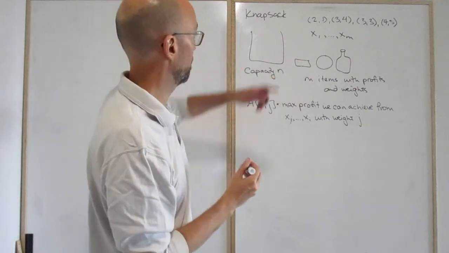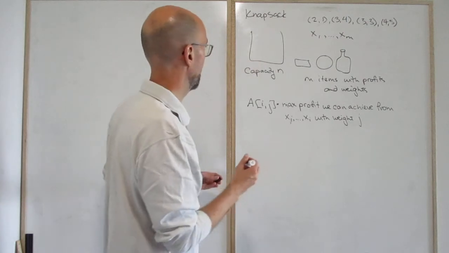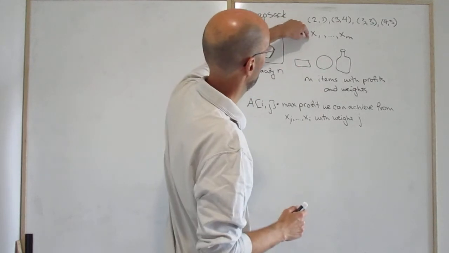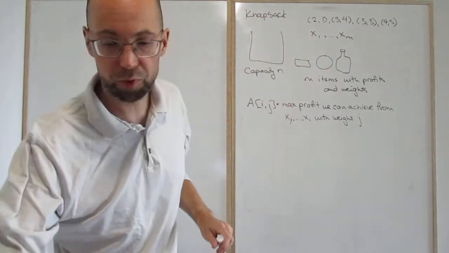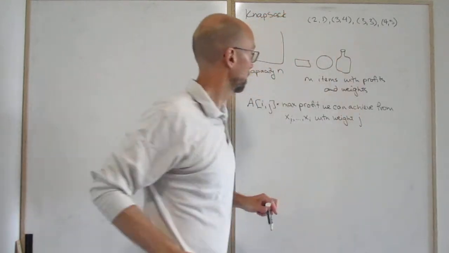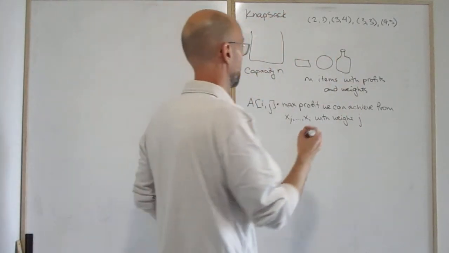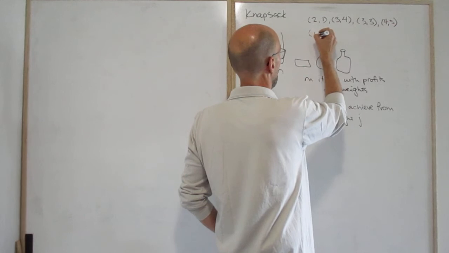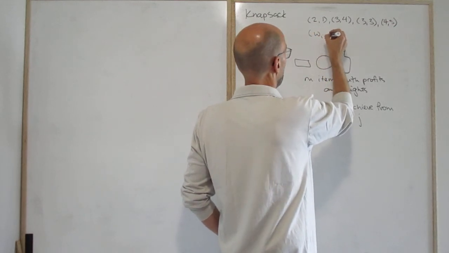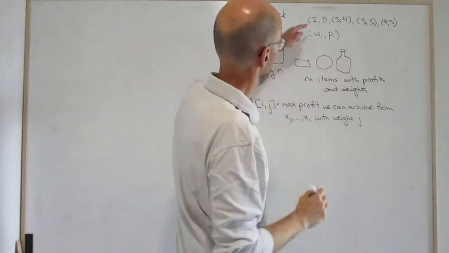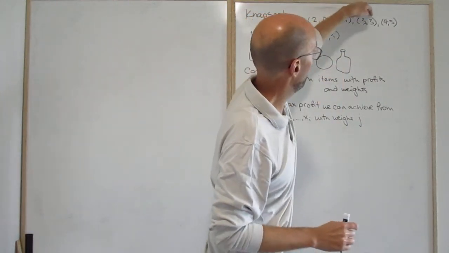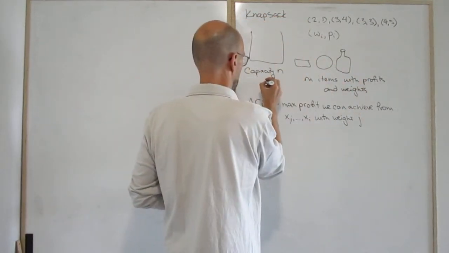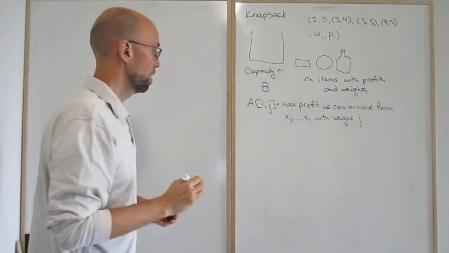Okay, so this is an example. This is in general capacity n. So let's say that these are our items, weight profit pairs. So this is going to be weight i, profit i. And this is 2, 1, 3, 4, 3, 3, 4, 5, and let's say capacity is 8.